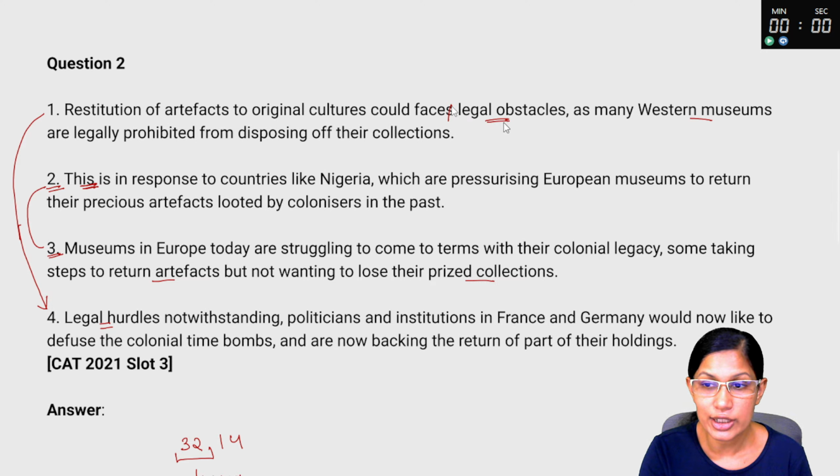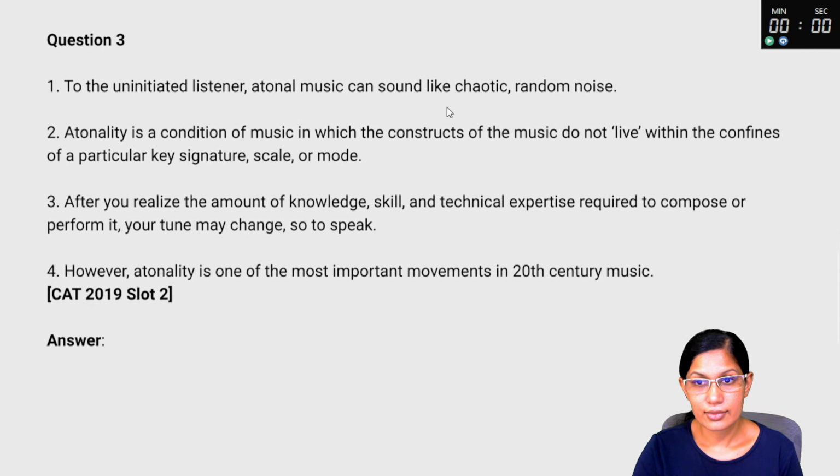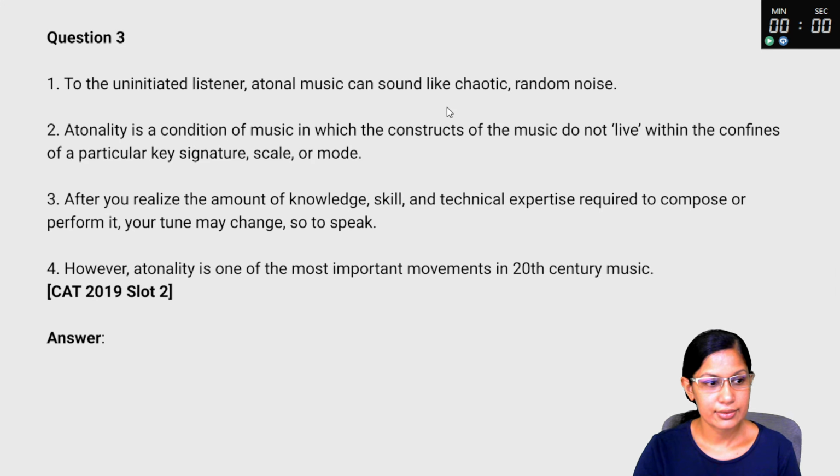So unless you have brought in legal obstacles, you cannot have statement 4, because statements 2 and 3 are not mentioning anything about law, right? This is more ethical. Okay, they've come to these countries, they've ruled these countries, they've taken these artifacts, now they want to return it, the countries also want to return. There's nothing mentioned about law over here. So you bring in legal obstacles here, then you say these issues might be there, still they want to return it. So hopefully that clarifies your doubt. Otherwise, if you want any more explanation, again just put it in the chat. In the meantime, we'll quickly go to the next one.